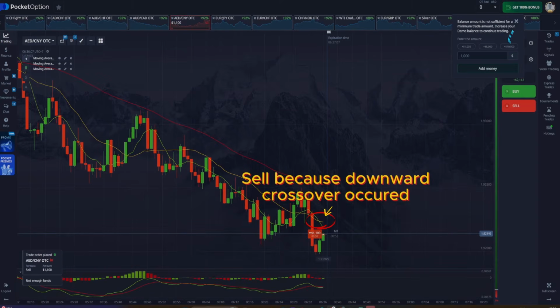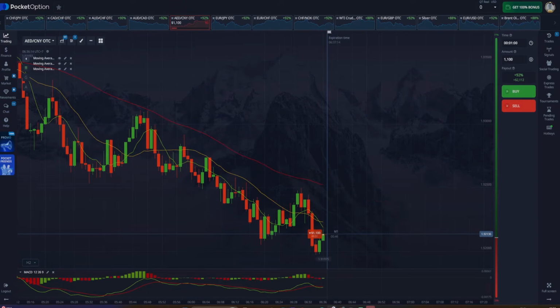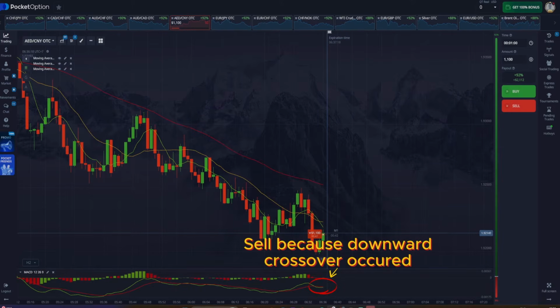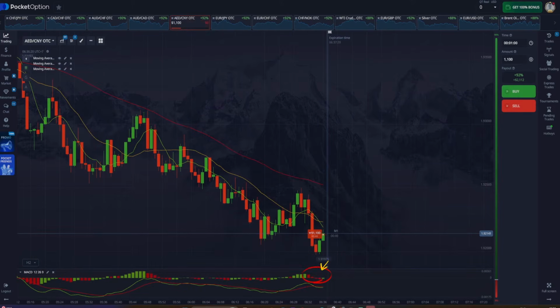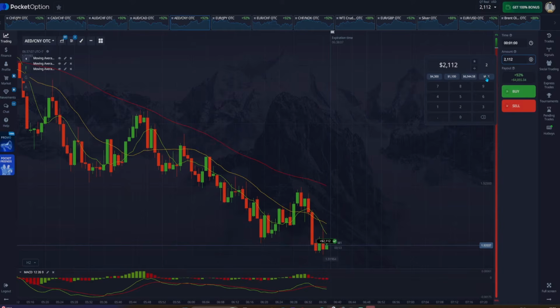Alright traders, I'm seeing a downward crossover on the moving averages, where the green line cuts below the yellow line. This is the first sign that sellers are taking control. The MACD indicator also shows a bearish crossover, with the histogram turning red. This further confirms that bearish momentum is building. Okay, profit. Now we'll open the market again and look for the next opportunity.